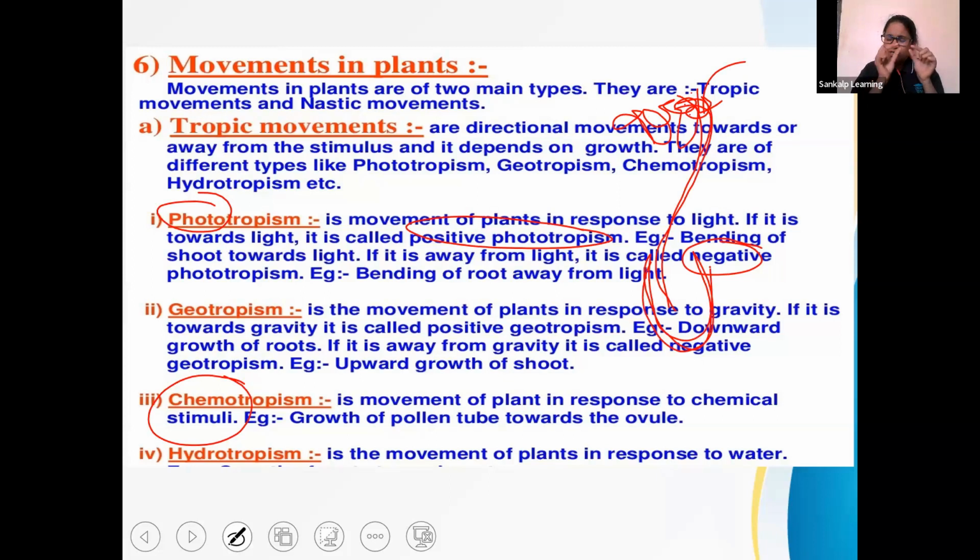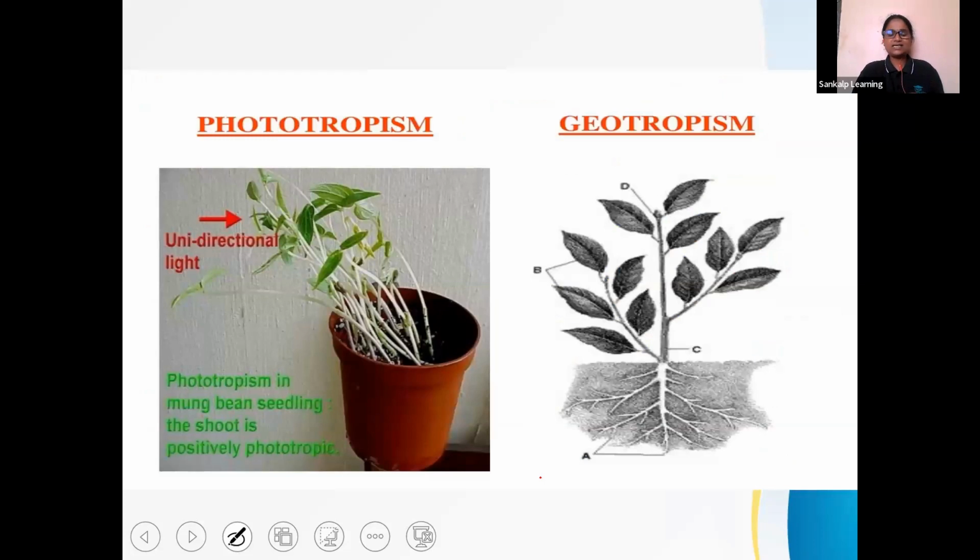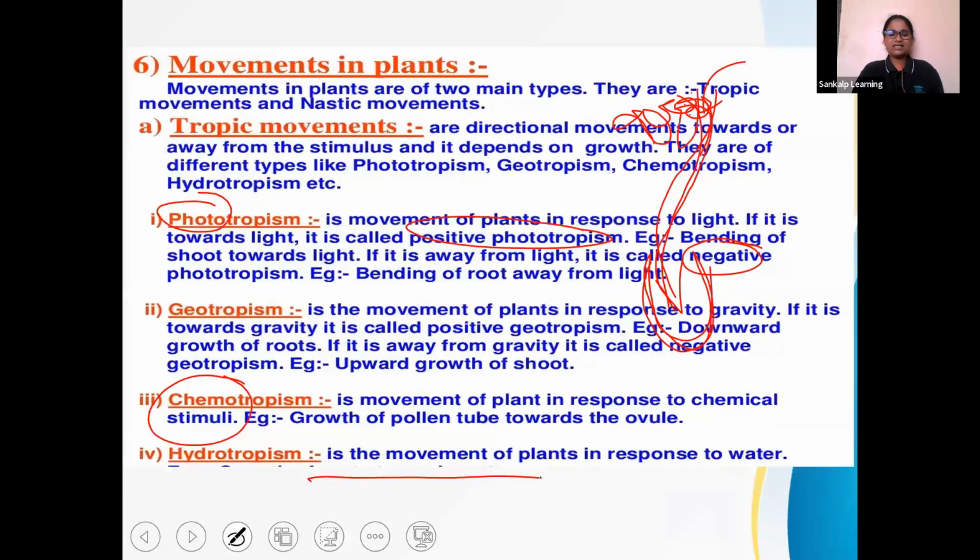How does that pollen tube go to the ovule only? Why not to other parts of a plant? Because the ovule secretes certain chemicals in response to which the pollen tube grows towards the ovule. This is called chemotropism. Next, we have hydrotropism, which is the movement of plants in response to water.